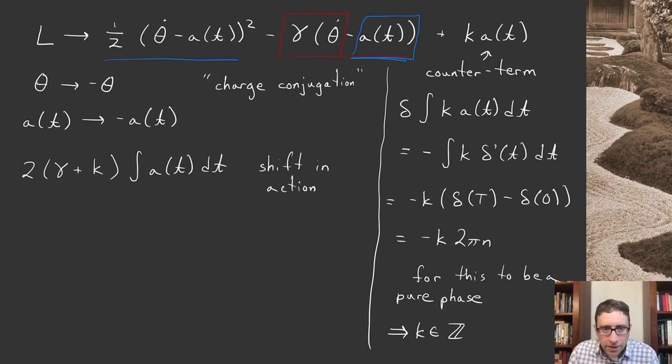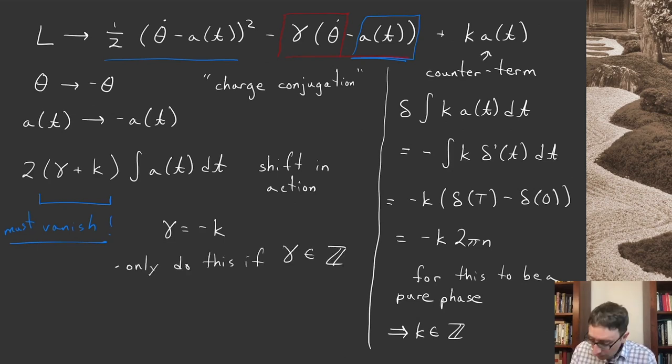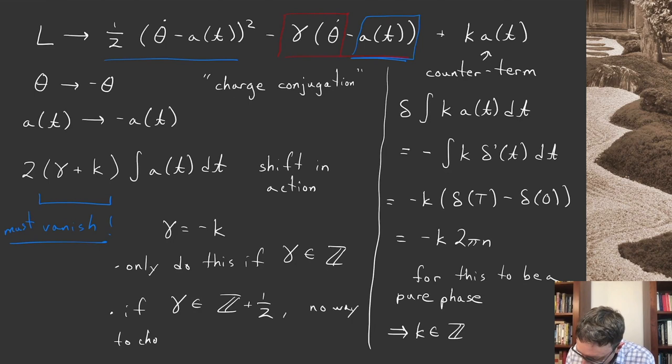And now it's no longer clear that the integral of a t should be quantized in any nice way. So in order for this to vanish, I really need this combination gamma plus k to vanish. But I can only arrange this in one case. I need to be able to set gamma equal to minus k, and I can only do this if gamma is an integer. If gamma is not an integer, in order to preserve gauge invariance, k has to be an integer. So I'm faced with this rather annoying choice. I can either preserve the gauge invariance, or I can preserve the Z2, but I can't do both at the same time. So if gamma is an integer plus a half, there's no way to choose k consistent with gauge invariance. This is the anomaly.